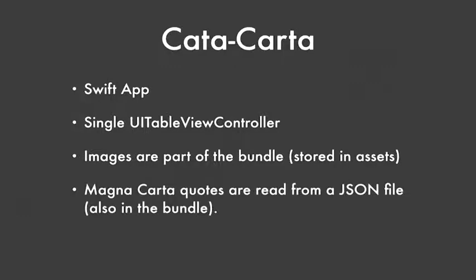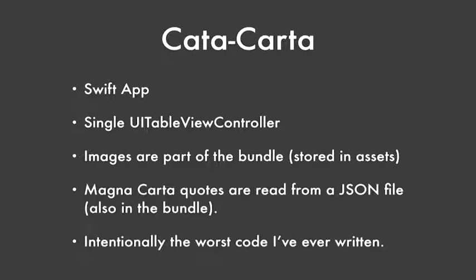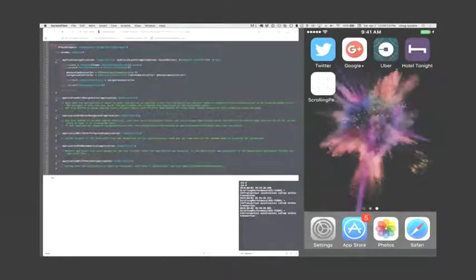And the Magna Carta quotes are just read from a JSON file, also in the bundle. So there's no network connections, everything's local. And in order to make this a really good demo about fixing scrolling performance, this is intentionally the worst code I've ever written. So just fair warning. So cool, let's see how this app runs.